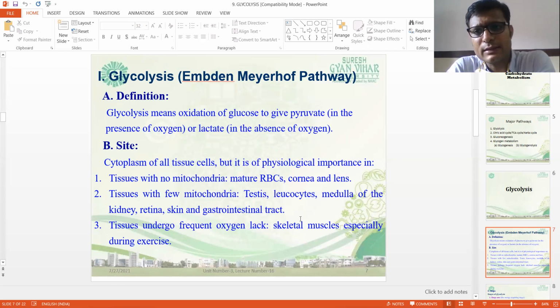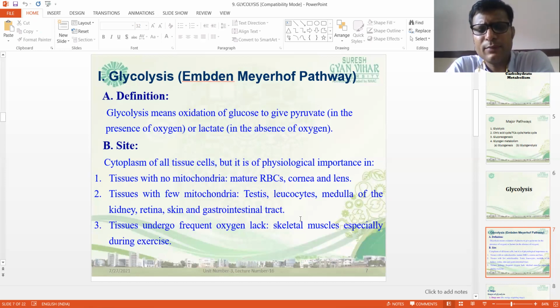So the site for glycolysis generally is the cytoplasm of all the cells, like all the tissues which are made up of cells. You can say it occurs in cells with no mitochondria, like your mature RBCs, cornea, or the lenses, which do not contain any mitochondria. And because we know that mitochondria is the powerhouse of any cell, if cells like RBCs, cornea, and lens lack mitochondria, then how are they going to get energy? This is the answer for them, because glycolysis only occurs in the cytoplasm.